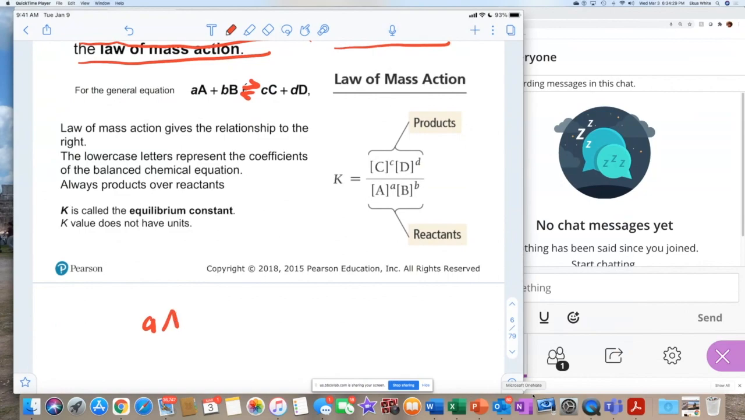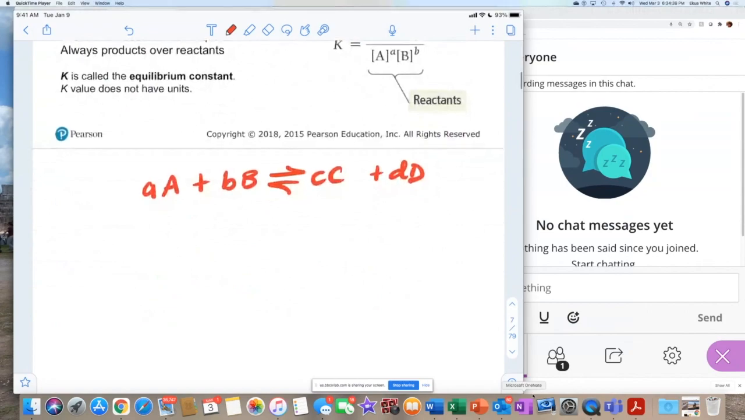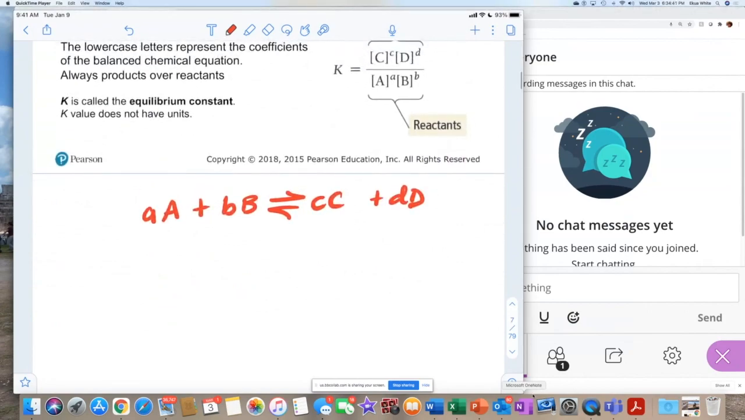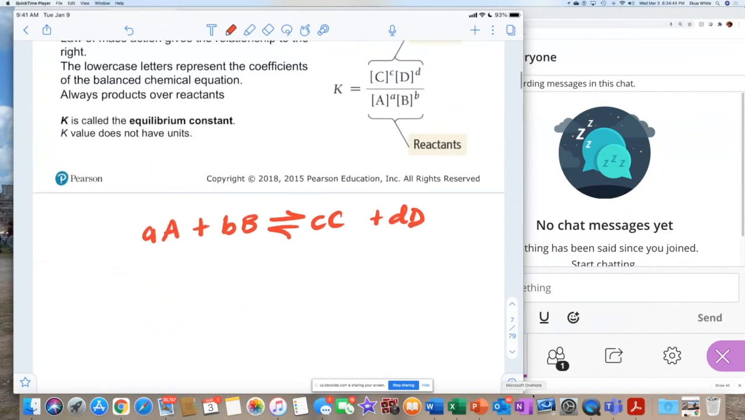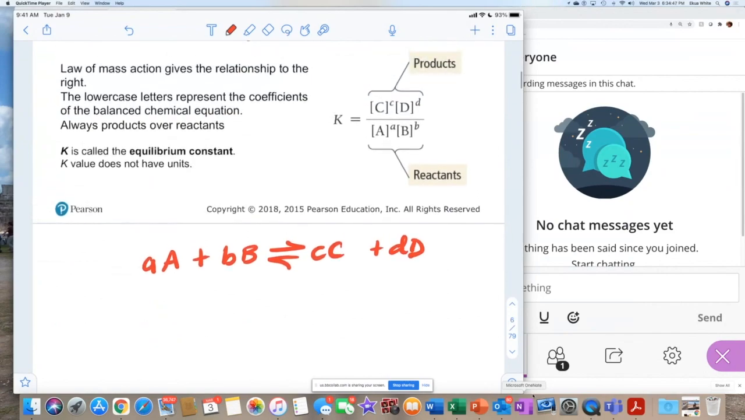We have big A, plus little b, big B. And then we have this right here. I'm going to work this out for you one time, because I want to show you how it works out, how we go from the rate law to this. So essentially, let's go back to what we covered in the previous chapter. In the previous chapter, we talked about rate laws, right?